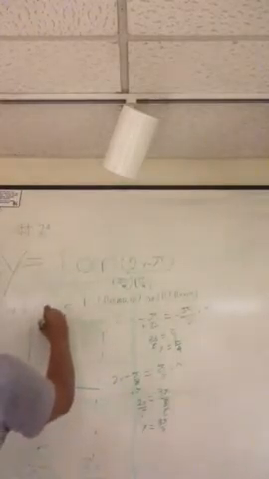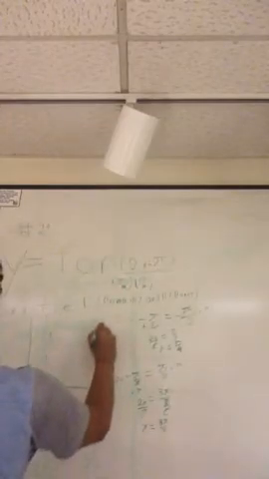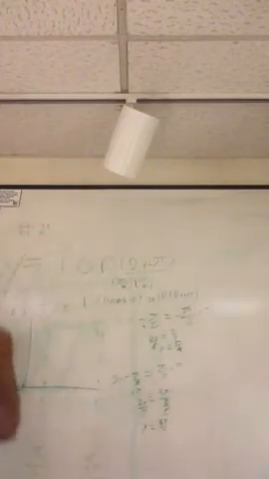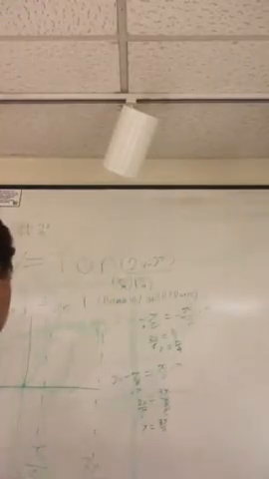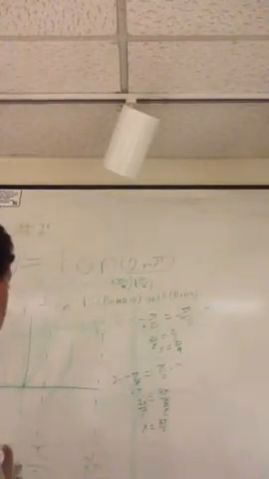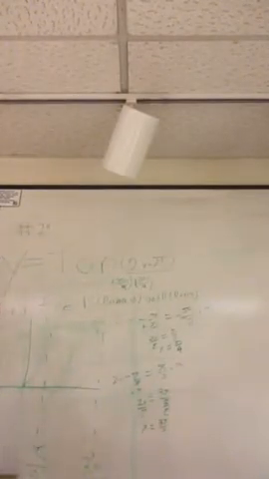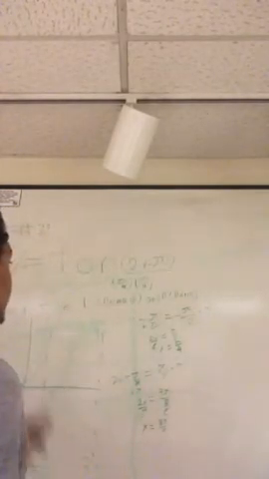If you go ahead and graph it, our graph would look very similar to what a traditional tangent graph would look like. The only difference is that our period has changed. But now, what does this mean for the domain and the range?